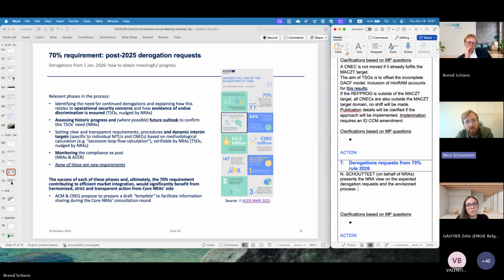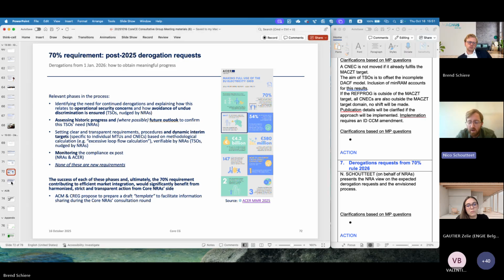Other NRAs will also do this with each other, so that we avoid submitting derogation requests to each other which are not fit for purpose and which should not be approved. So that's why we have such a template for communicating with each other, just to make our lives a bit easier and just to avoid that we forget some of these elements when we try to approve them. So that's on the NRA process for the next couple of weeks, months.